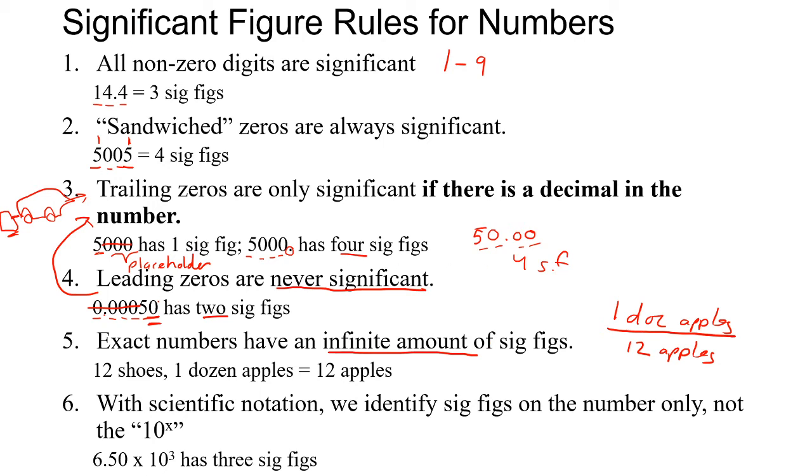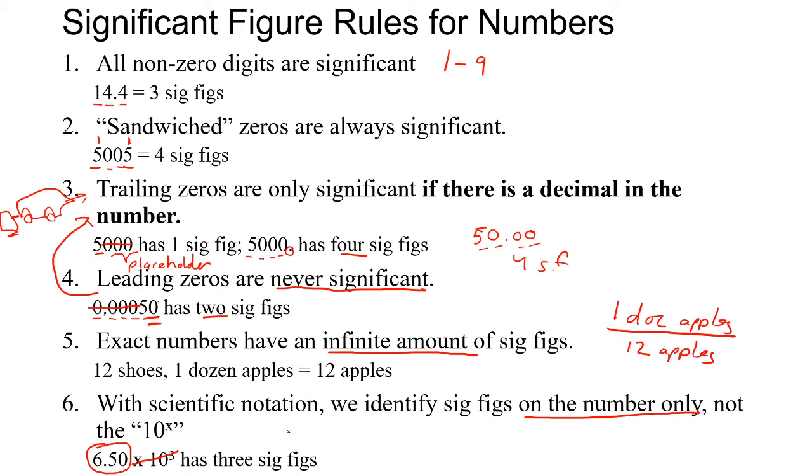The last and final rule, and this is another rule that trips people up, is that when you're dealing with scientific notation, we want to identify sig figs based on the number only, not the times 10 to the power of. So what that means is when you look at this example here, we only want to look at the 6, the 5, and the 0. This is all we want to look at. We do not care about this times 10 to the third power.